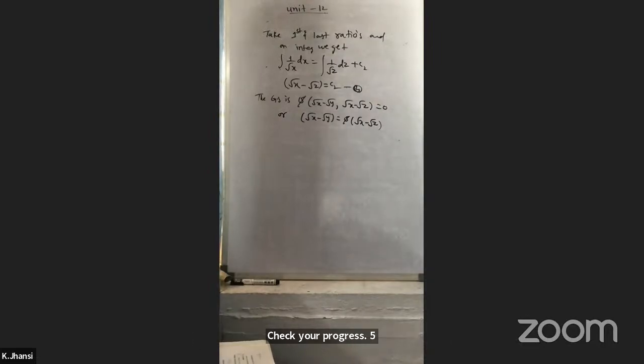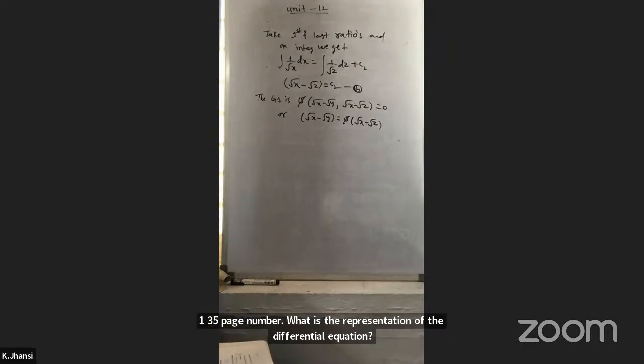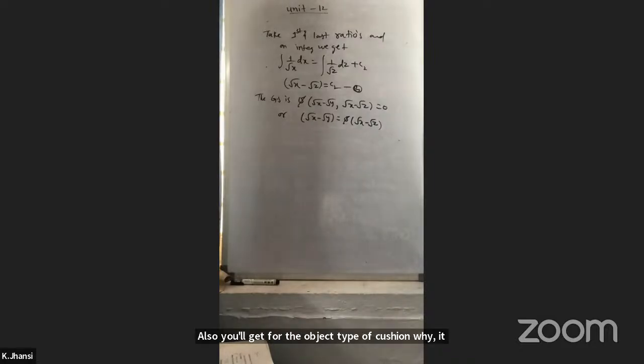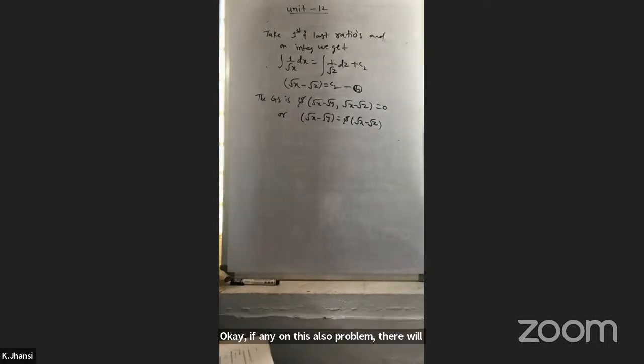And on page 135, Clairaut's differential equation is there, no? The representation of Clairaut's differential equation you'll also get as an objective type question. Y equals xp plus f of p. Just remember that, it's enough. If any question is direct on this one, just substitute the p value as c. That is the solution of that one.